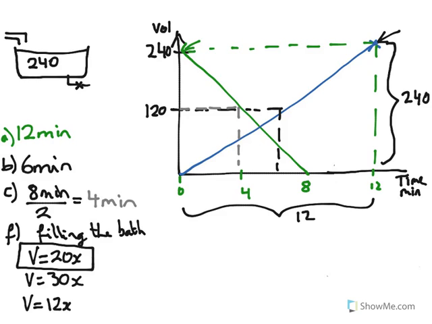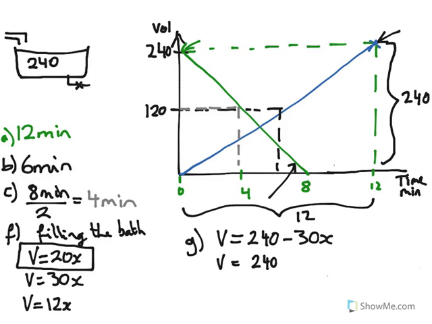The gradient is 20. By the same mechanism, we worked out that the gradient for emptying the bath was the volume divided by the time, 30. But we've got to remember that this graph is in a negative. It's going backwards, sloping backwards. So what would we expect for the formula for this graph? Well, we have three choices. 240 minus 30x, or the volume would be 240 minus 20x, or the volume would be 30x.